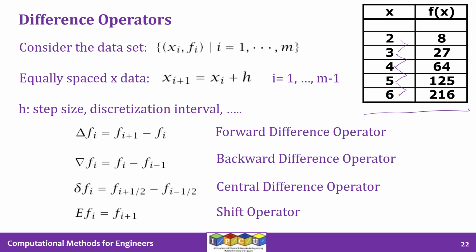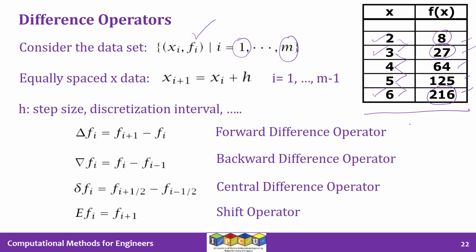Now, the notation we will use for the data set is that the sample number starts from 1 and goes till m. So here x1 is equal to 2, x2 is 3, and so on till x5 is 6. And the corresponding function values at those points are f1 is equal to 8, f2 is 27, and so on, and f5 is 216. So the data set follows this particular notation here. And the data is equally spaced.